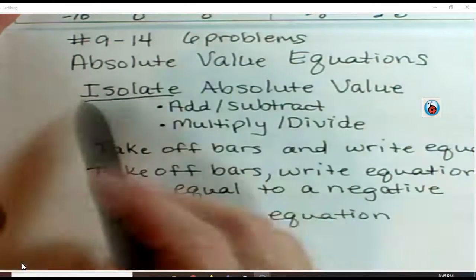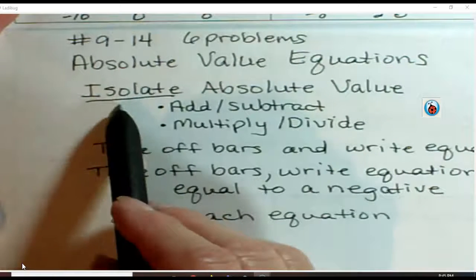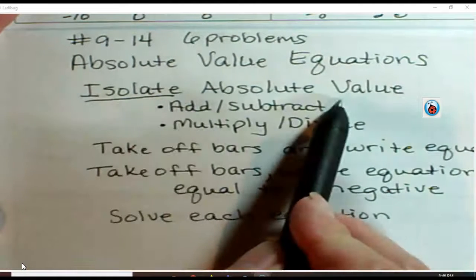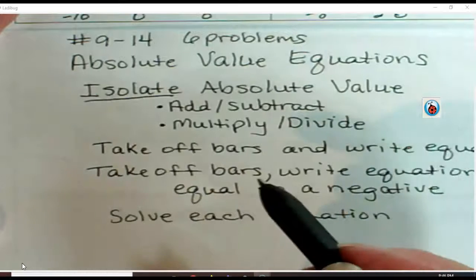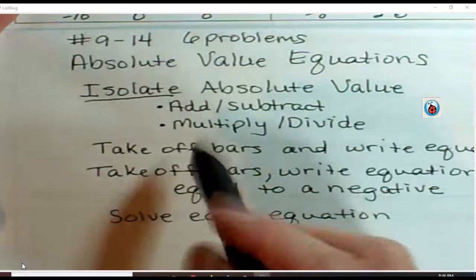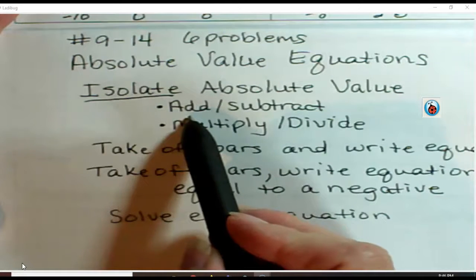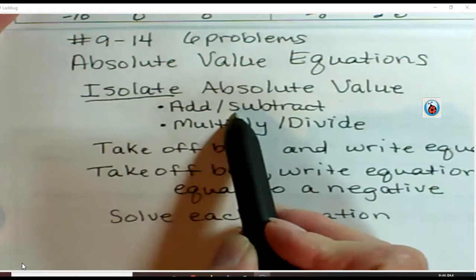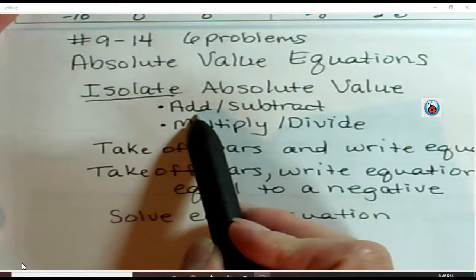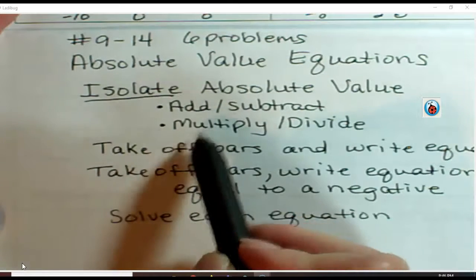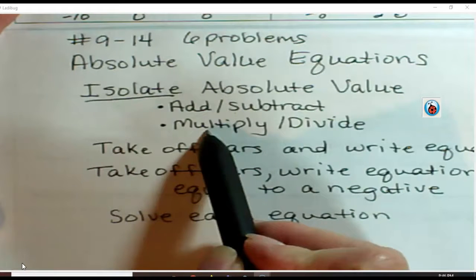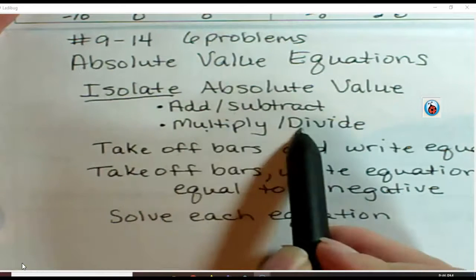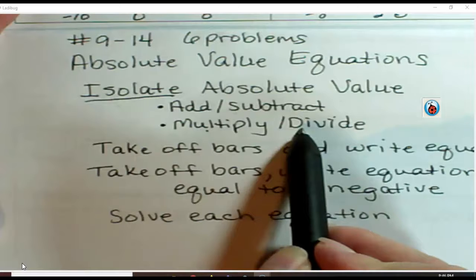All right. When we're looking at absolute value equations, you want to be able to isolate the absolute value. So you want the absolute value bars to be on the left side by themselves. The way you would do that is anything added or subtracted to the absolute value bars, you want to get rid of. So if it's added, you subtract. If it's subtracted, you add. And whatever you do to one side, you have to do to the other. Then, if there's anything multiplied by the absolute value, you're going to have to divide both sides by whatever is being multiplied by the absolute value.